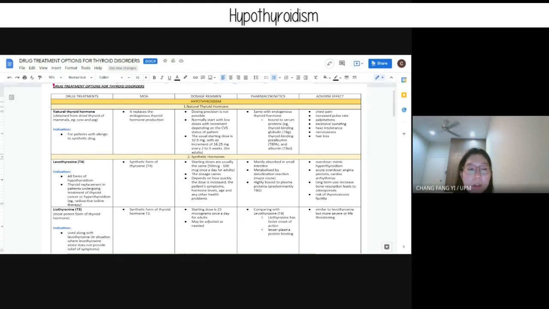So the treatment of choice, if you look at these three types of drugs that I've talked about, will be levothyroxine, because the adverse effects of levothyroxine are less severe compared to liothyronine, and we can control the dosage, compared to natural thyroid hormone where dosing precision is not possible.